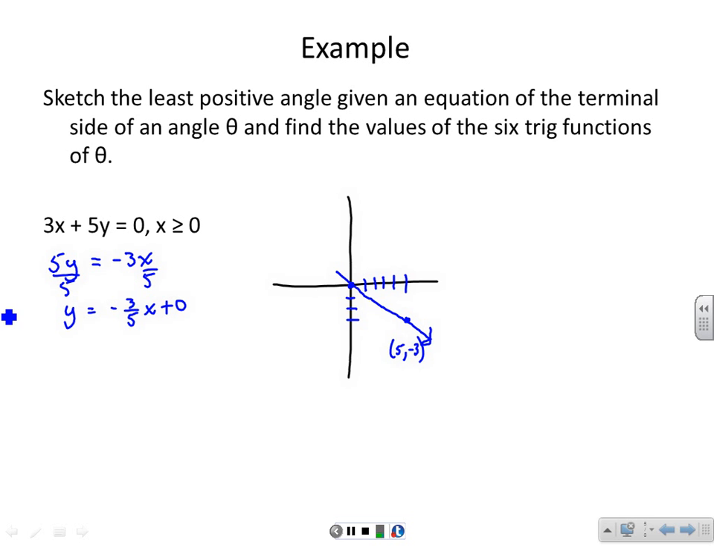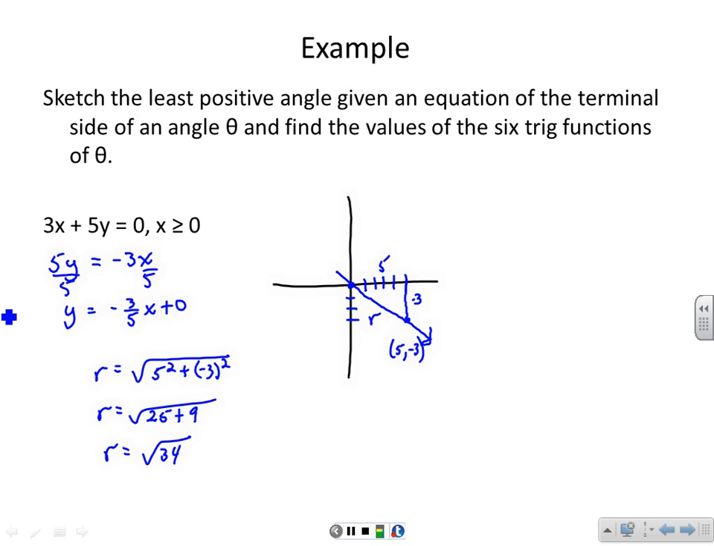And so again, we have our right triangle. Our y is going to be negative 3, and our x is going to be 5. And so we can find those 6 trig functions. We need to figure out what r is going to be, of course. So r is going to be the square root of x squared, which is going to be 5, plus y squared, which is going to be negative 3. So r is going to be the square root of 25 plus 9. So r is going to be the square root of 34.